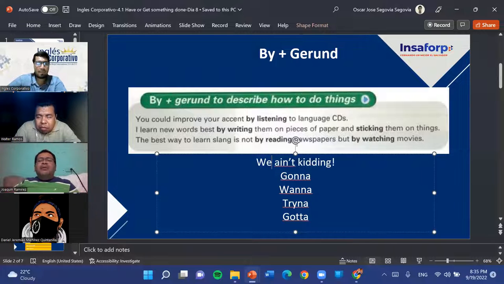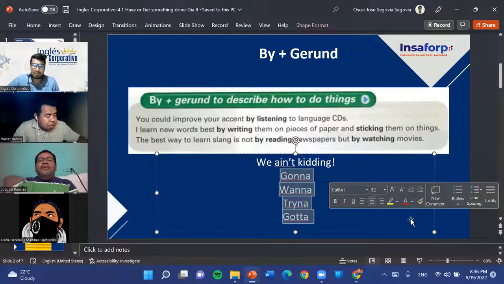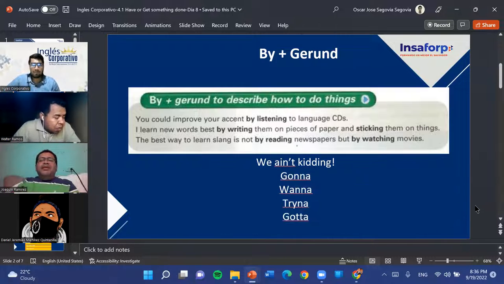Here, this expression when anybody sings in English, ain't wanna try. Oh, yeah. Sí, eso es bastante común. Más que todo sería en ritmos como el R&B, el rap, el rock. Se va a escuchar mucho esto. For example, the song I wanna know what love is.